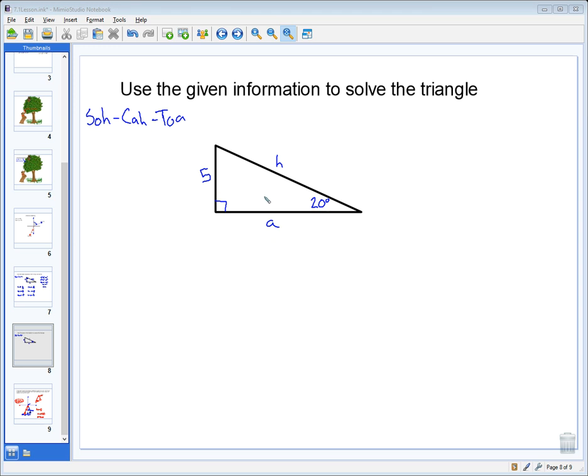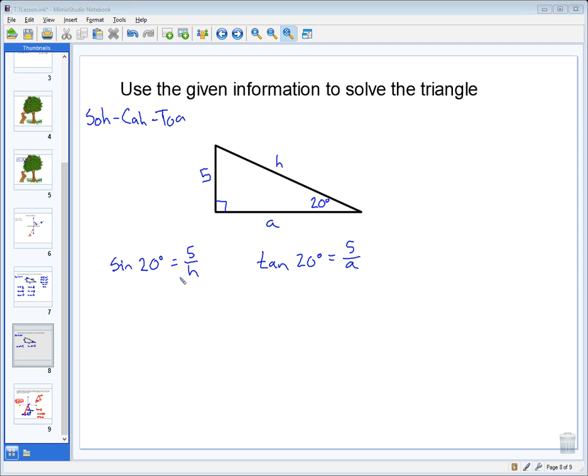For the hypotenuse, we could use sine. So sine of the angle is equal to the opposite divided by the hypotenuse. Then we can solve for H. We could also find A by doing the tangent, because tangent would have the adjacent side. Tangent of the angle is equal to the opposite divided by the adjacent.